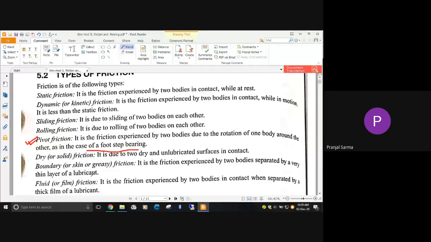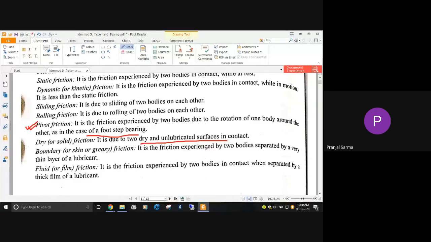Similarly, we can have solid friction or dry friction. This is the kind of friction which is there between dry and unlubricated surfaces which are in contact. Then we can consider this a solid friction or dry friction. There is another term, boundary friction, or sometimes skin friction, mostly called skin friction or greasy friction. Previously, in solid or dry friction, we were talking about dry and unlubricated surfaces, right?